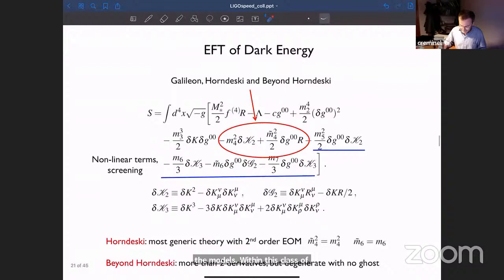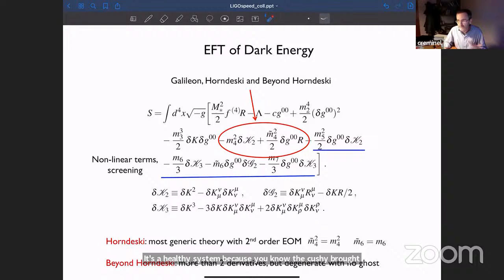So maybe let me introduce some jargon for people that are not in this field. When you hear about Horndeski theory, it means the following. It means that people wrote down a very general Lagrangian for a scalar field with the only assumption that it gives rise to second order equations of motion. Of course, second order equations of motion are a healthy system because the Cauchy problem is well defined, since everything is second order.